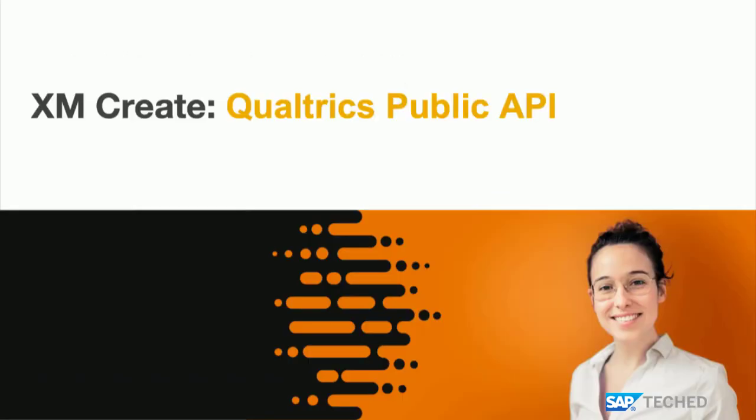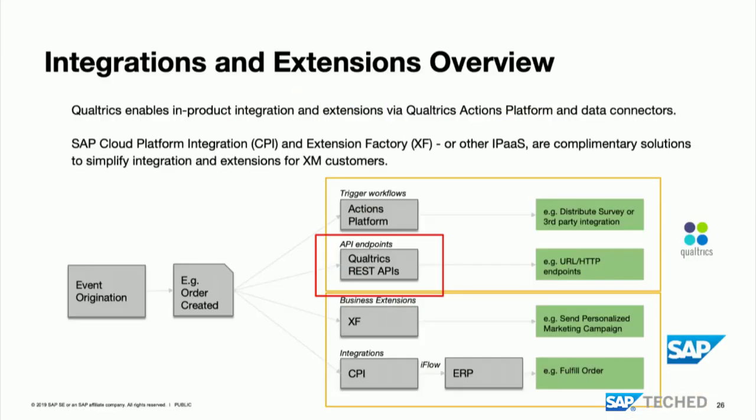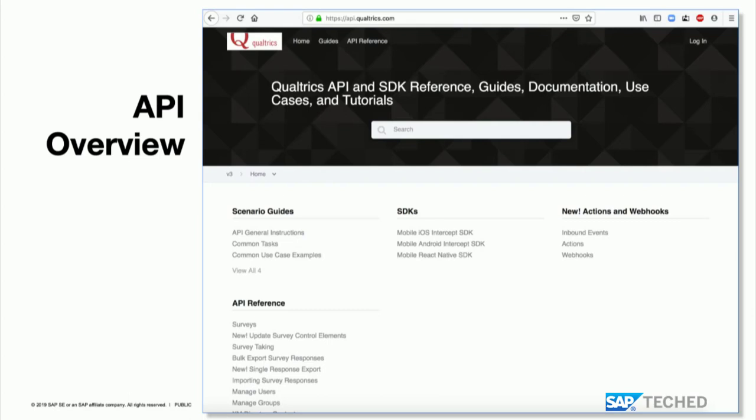platform. So we've also got, I mentioned earlier, the public API interfaces. And just to talk about this a little bit, here's where it fits in the broader ecosystem there. If you go to api.qualtrics.com, you'll find there a wealth of different tutorials, SDK, reference guides, documentation, use cases for which you can use the Qualtrics platform if you're a developer.